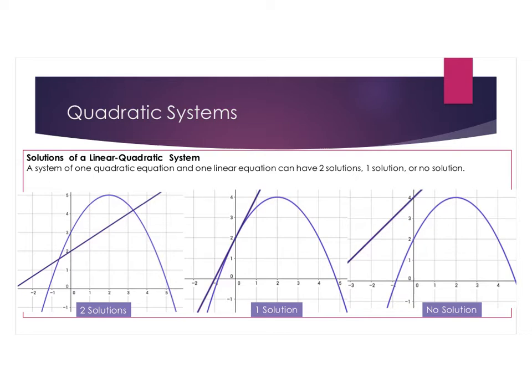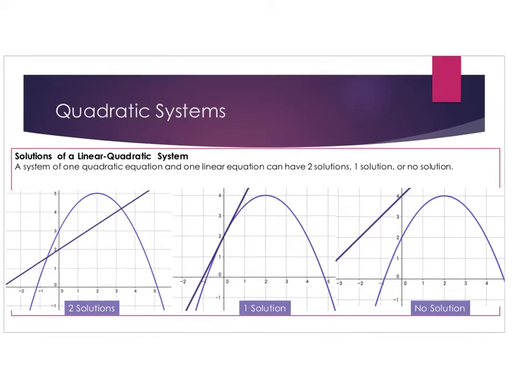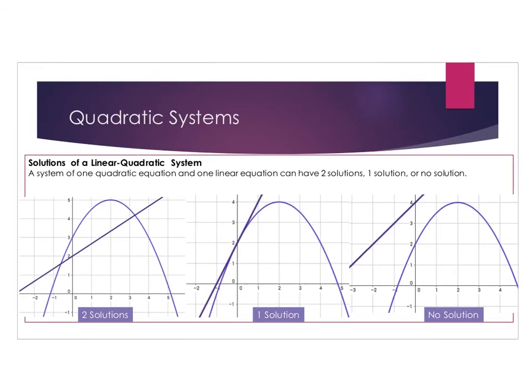Notice in the first picture on the left, we have two solutions because the parabola and the line intersect each other at two places. The picture in the middle is one solution because there is only one location in which the line intersects the parabola. And the third picture is no solution because the line and the parabola do not intersect.